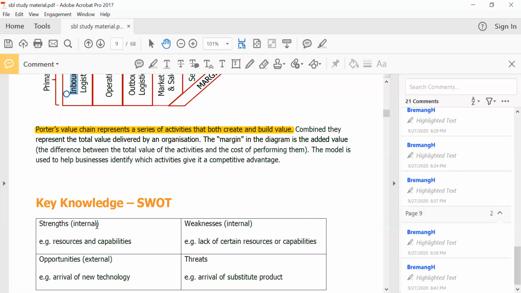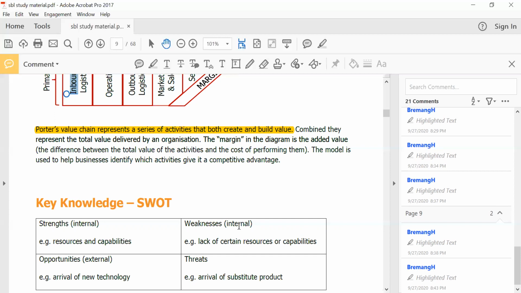You have to assess yourself. Weaknesses also internal. In fact, every individual, every business is having a strength. Every business is having its weakness. We all the time look at developing our weakness. Our strength is our strength. We look at maintaining our strength, right?